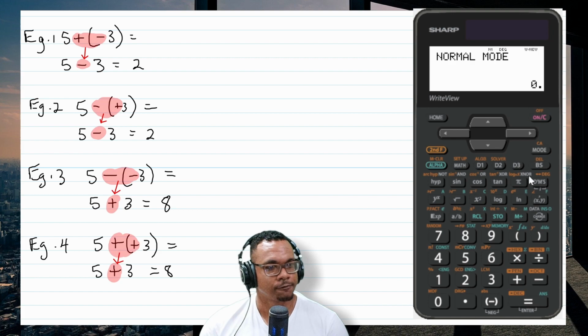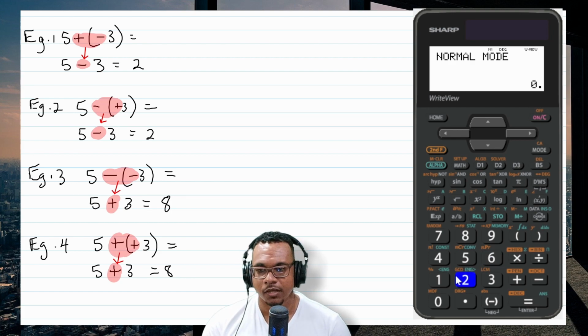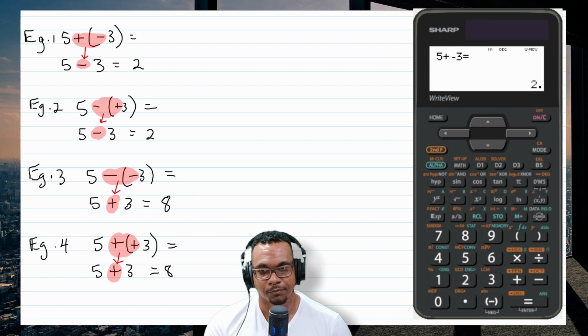Clear this off. So we have 5 plus negative 3. That's how we put this in. I'll press the 5. I'll press the plus because that's the sign in the middle, so using the operation plus. But for that negative sign in front of the 3, I have to use a special negative, not this negative, the special negative, this one. Negative 3. Press equal, and you see I get positive 2.